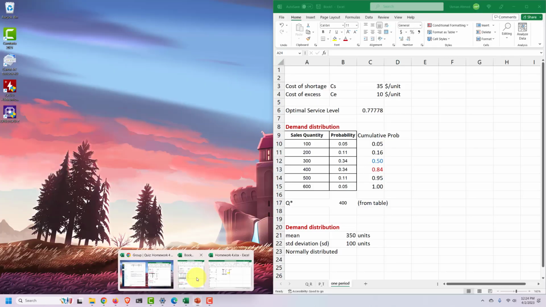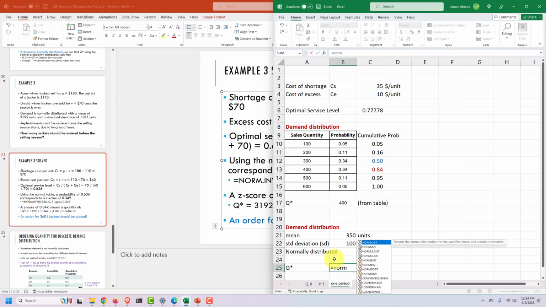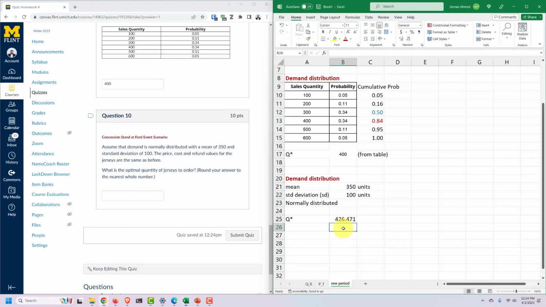So what we are going to do is say Q star, the optimal quantity, is norm.inv. The probability is the optimal service level. The mean is the mean of the demand. The standard deviation is the standard deviation of demand. And so we get 426.47. Let's check the rounding instructions here. Round your answer to the nearest whole number. So we do equals round this number to no decimal places, and we get 426.